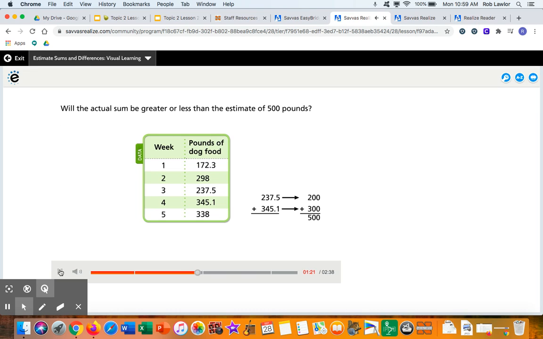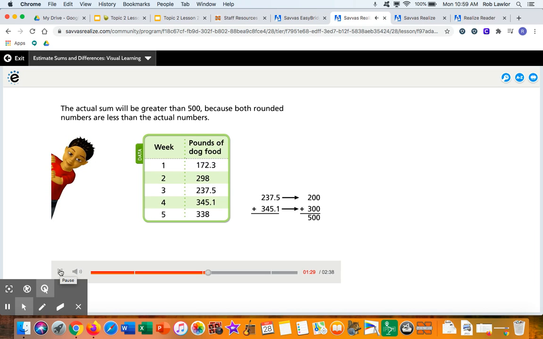Will the actual sum be greater or less than the estimate of 500 pounds? Select your answer. The actual sum will be greater than 500 because both rounded numbers are less than the actual numbers.